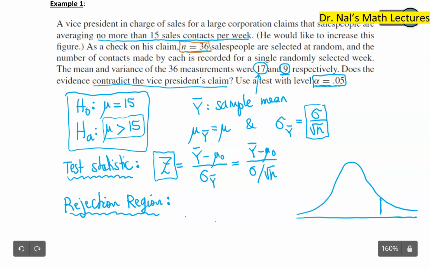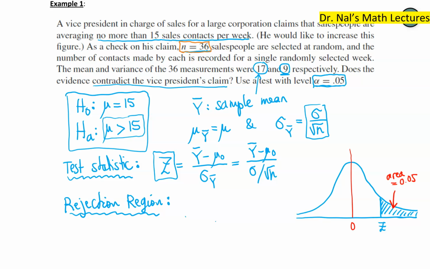The rejection region will be this area to the right of, say, z here. Does that make sense? And we want that area to be 0.05. So area is equal to 0.05. In a sense, we do not want the null hypothesis to fall into that area, right? Because that's a problem, and that's why we have alpha as 0.05. So the area alpha is 0.05.